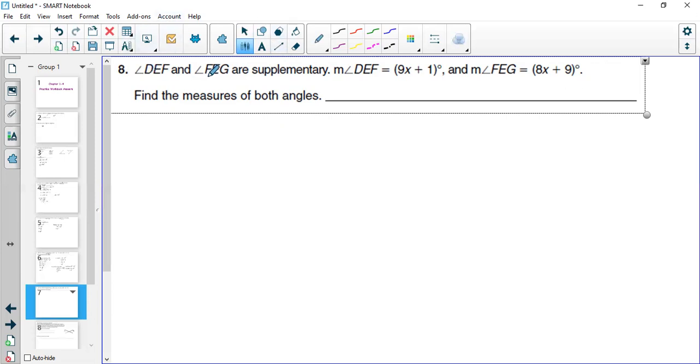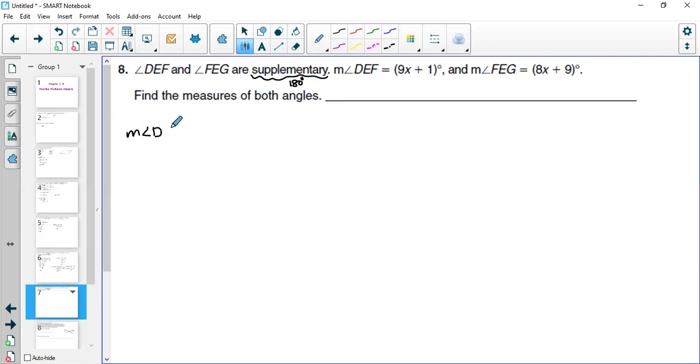So angle DEF and FEG are supplementary. So this is the keyword given. Supplementary means it is 180 degrees. So which means when you add both the angles, that should give you 180. So let me write the equation first. Angle DEF plus the measure of angle FEG should give us 180 degrees. Now DEF is 9x plus 1, right?